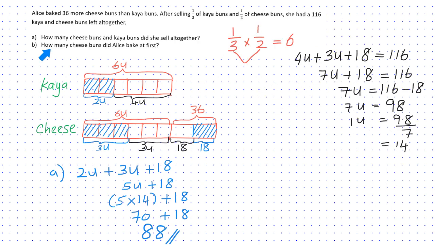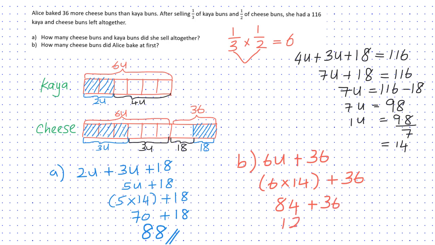Question 2 is, how many cheese buns did Alice bake at first? That will be the value of the units highlighted in red. Once again, I'm going to come up with an expression to show the number of cheese buns Alice baked at first, which is 6 units plus 36. So 1 unit is 14 buns. So 6 units will be 6 times 14 plus 36. That will be 84 plus 36, which is 120 cheese buns.